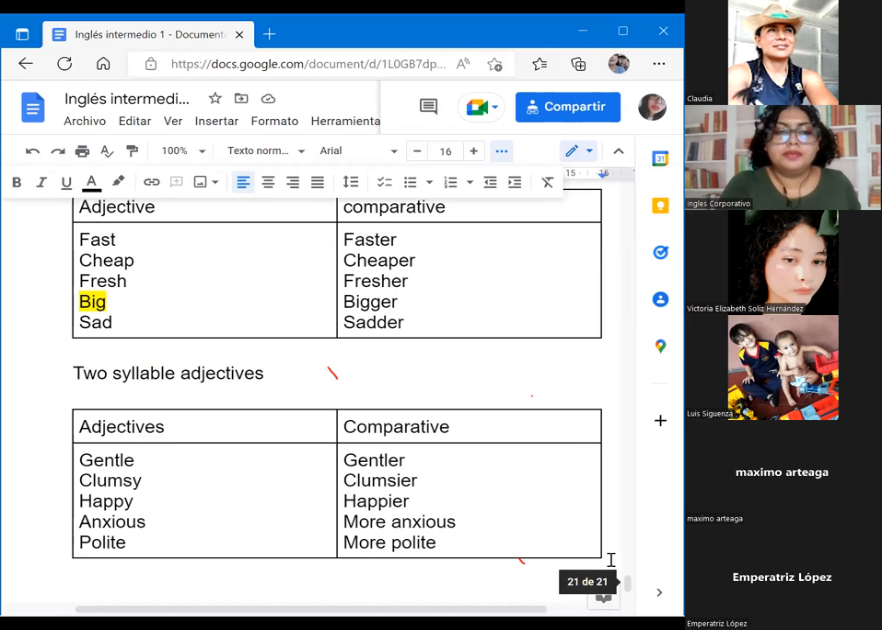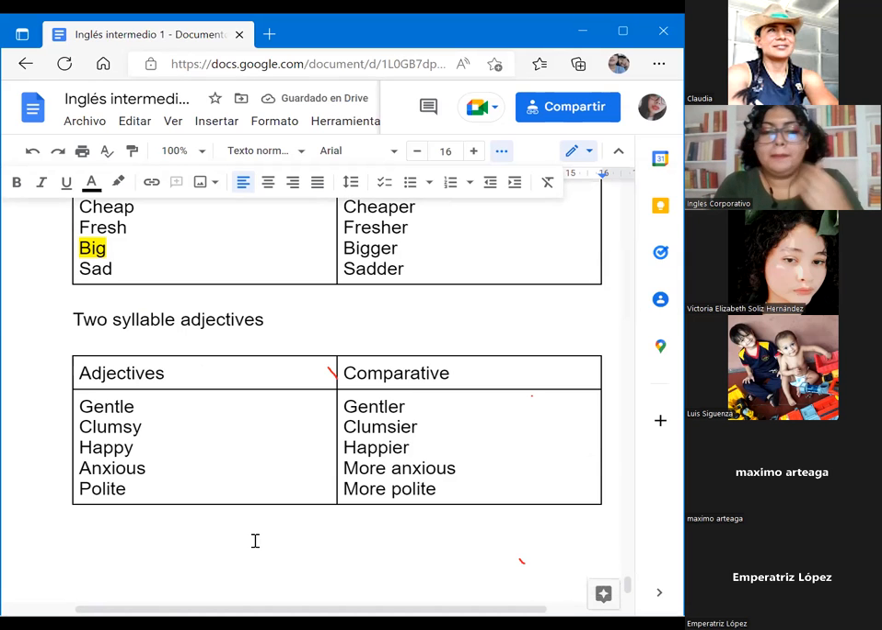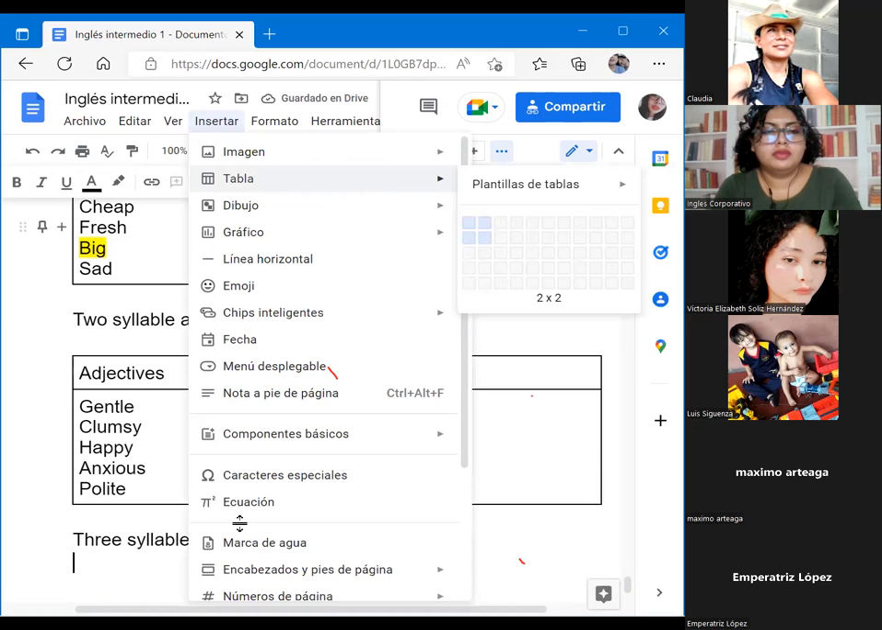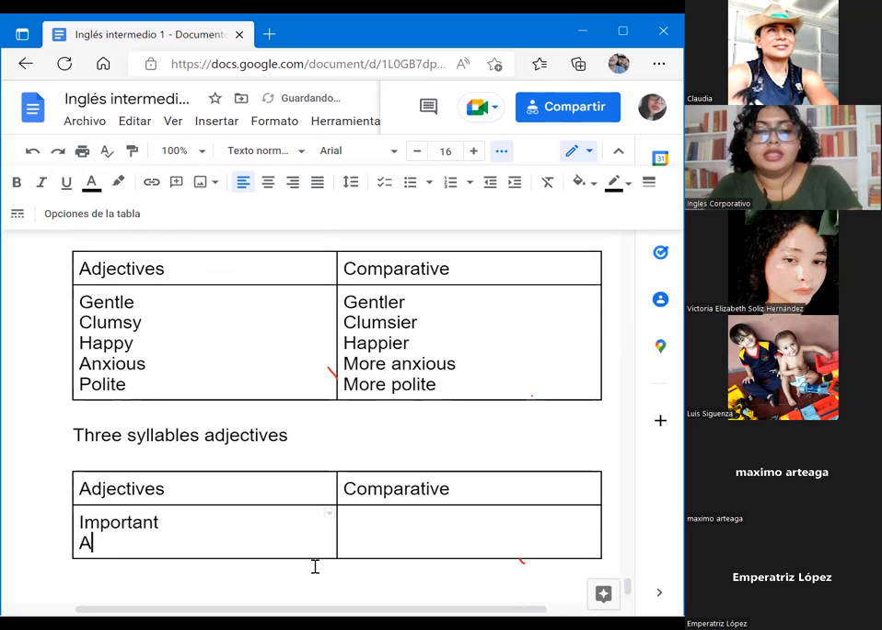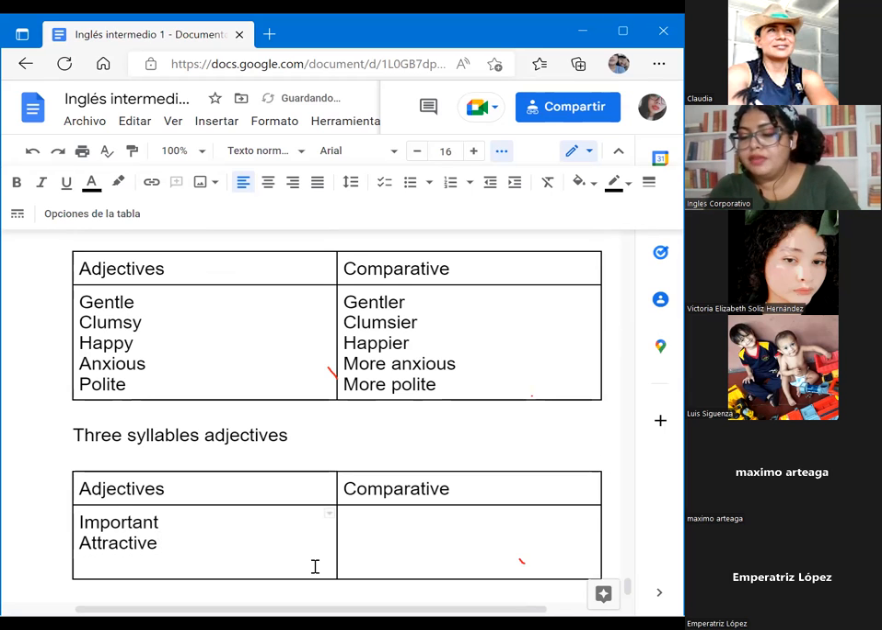And for the three syllables, that is the last part that we are going to see. In this case, we are going to write more with the word because they are longer. We have important, attractive, and we have embarrassed. And we are going to write just more at the beginning. More important. More attractive.